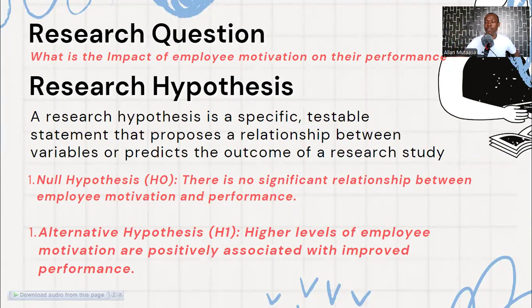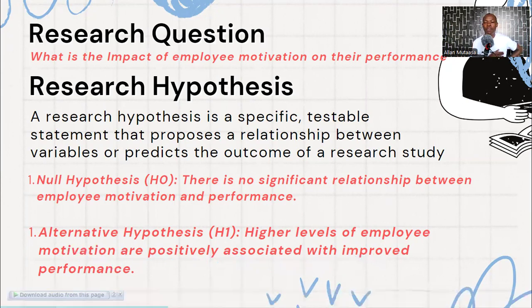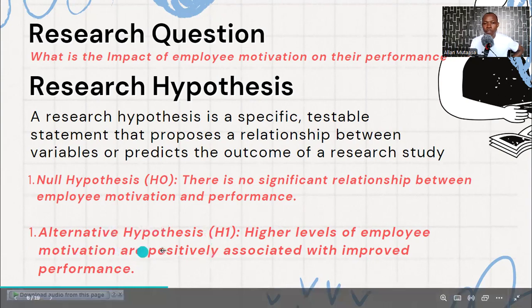We also have an alternative hypothesis. That is when the researcher thinks that there is a certain direction in which the employee motivation is going to drive performance. Like here, you could think and say, higher levels of employee motivation are positively associated with improved performance. So we could think that maybe if employees are motivated, they will perform better. So that is also a position on your hypothesis. That's your own thinking. So in your entire research, we are going to be working to see if we either prove or disprove the hypothesis.